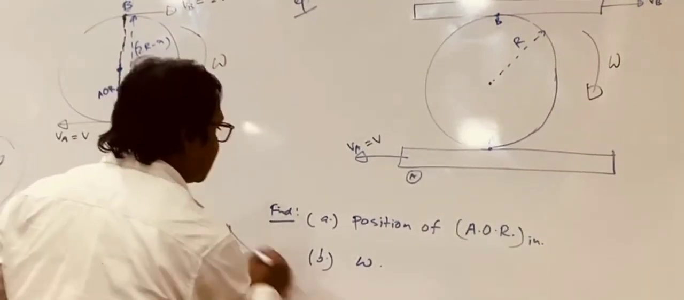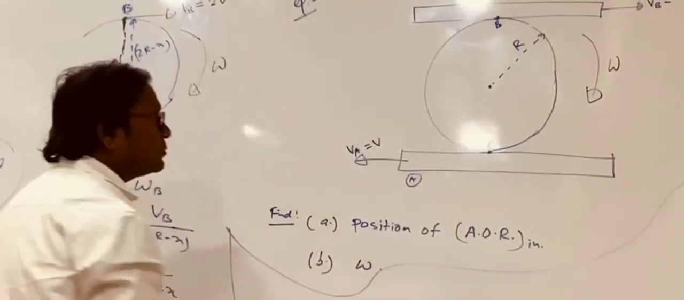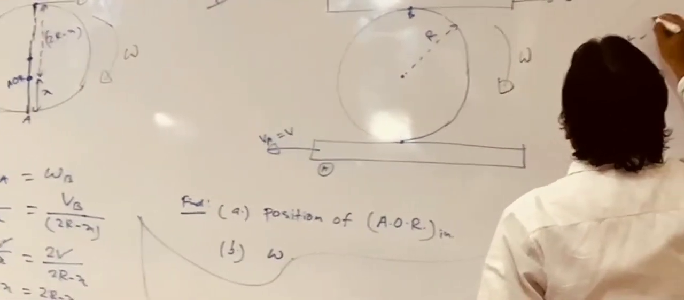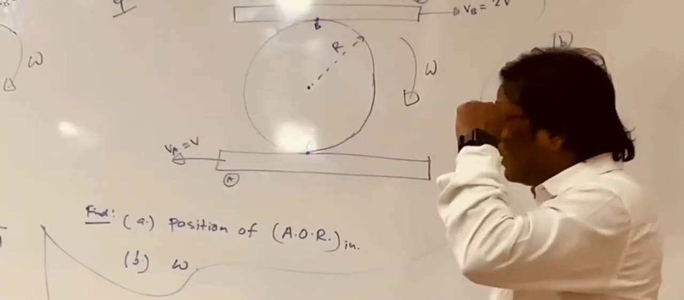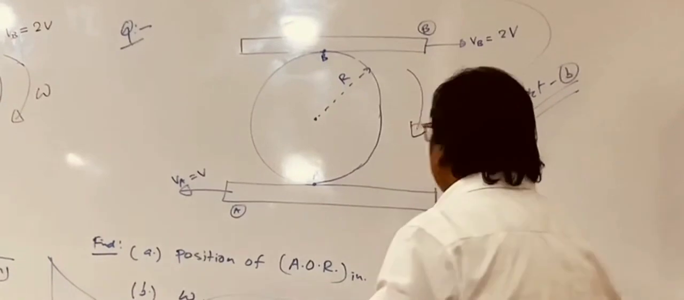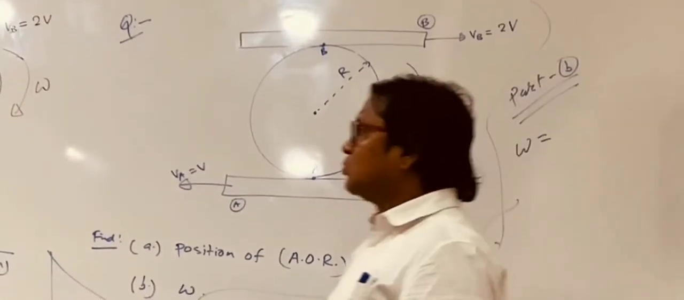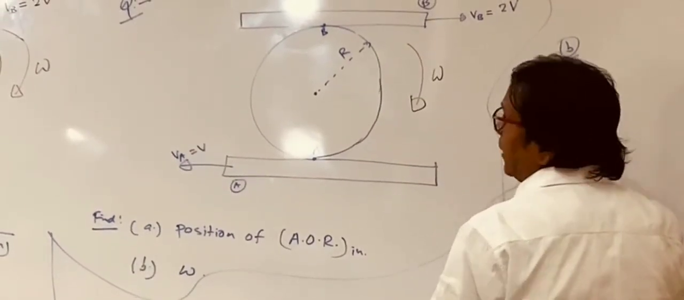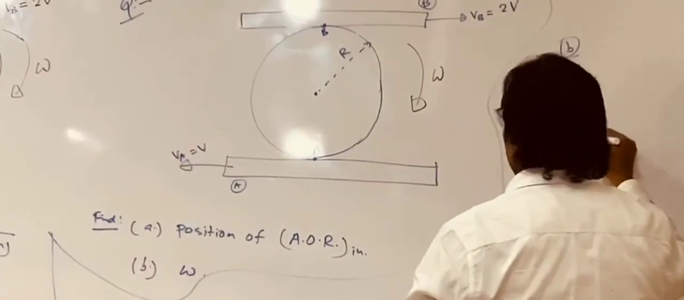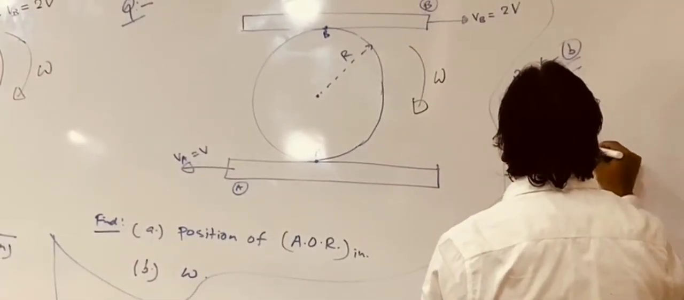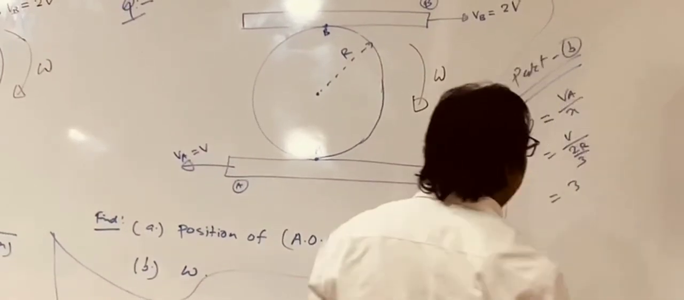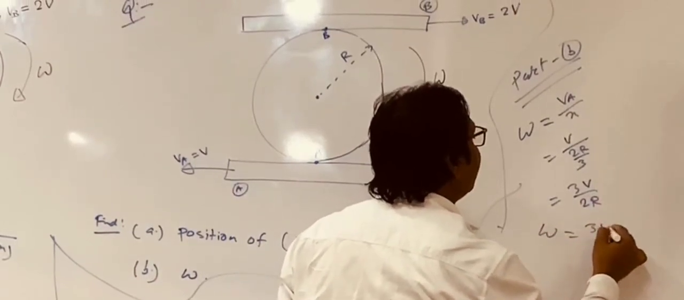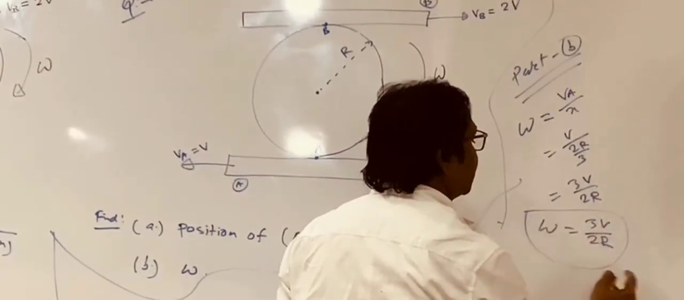Now let us calculate part B. I am writing here, part B. In part B they have asked for omega. It's very simple. Omega equals VA upon x. So VA is given as V, and x is 2r by 3. That means this is 3V by 2r. That means omega equals 3V by 2r radian per second, you may write.